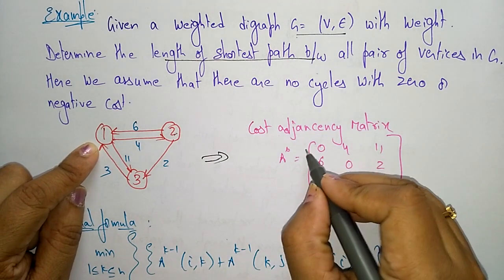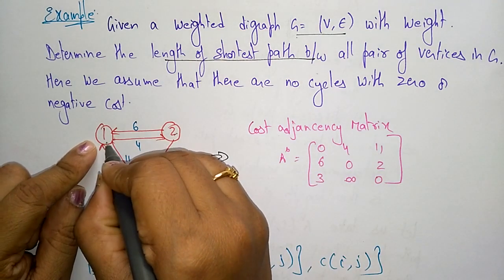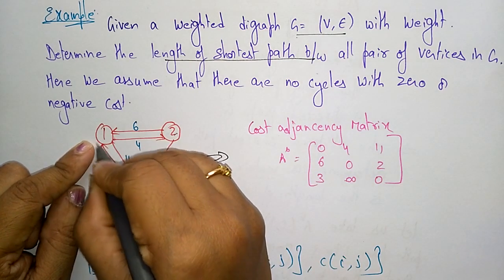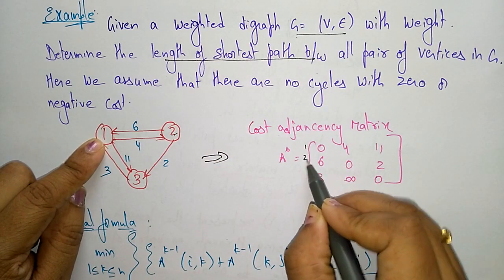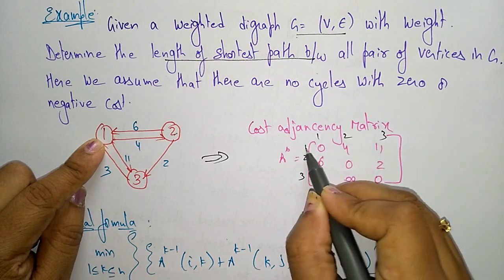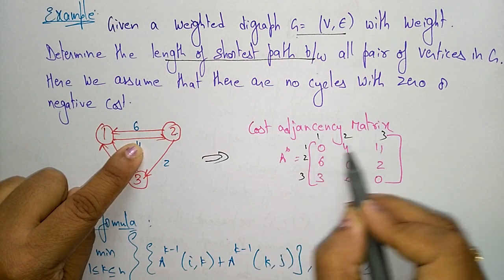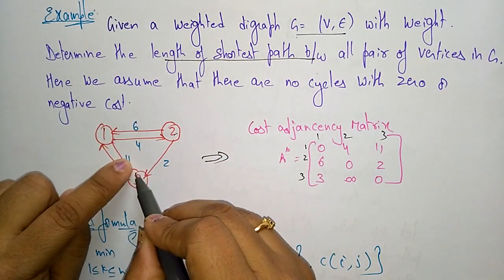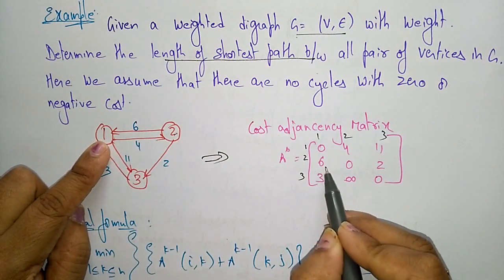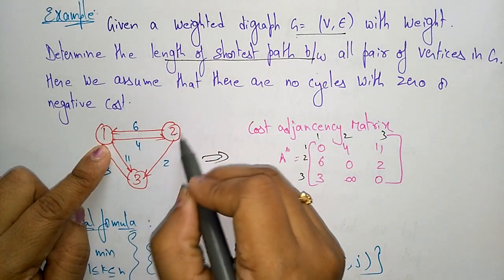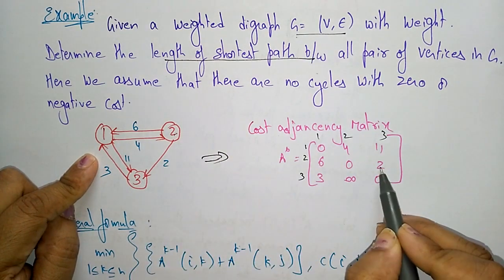How? A of 1, 1. The cost of visiting the same vertex is always 0. Then 1, 2, 3 along rows and columns. 1 to 2, the cost is 4. And 1 to 3, the cost is 11. In the same way, 2 to 1, the cost is 6. The cost of 2 to 2 is 0. And the cost of 2 to 3 is 2.